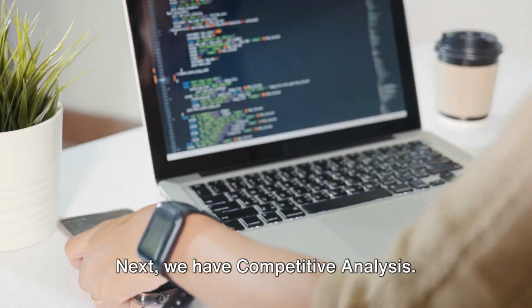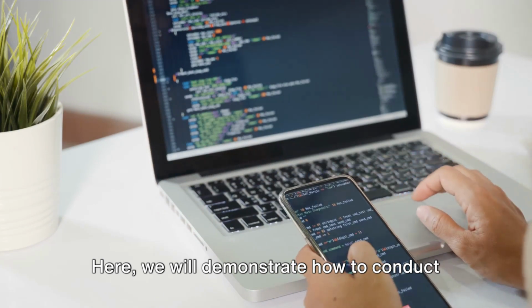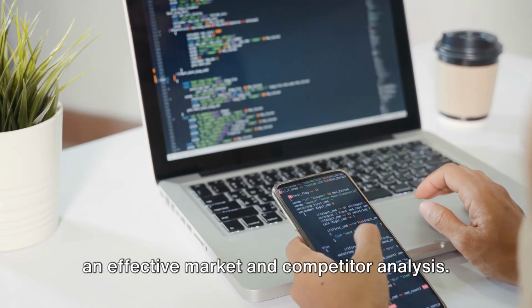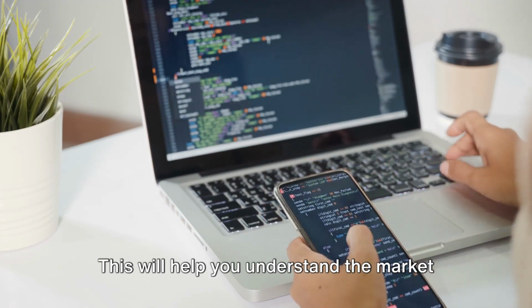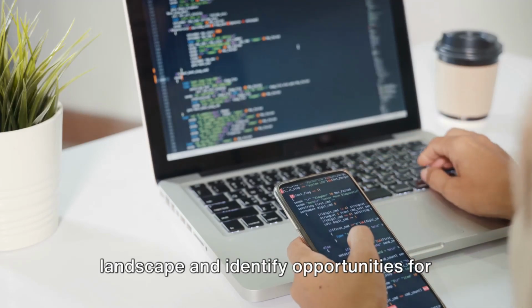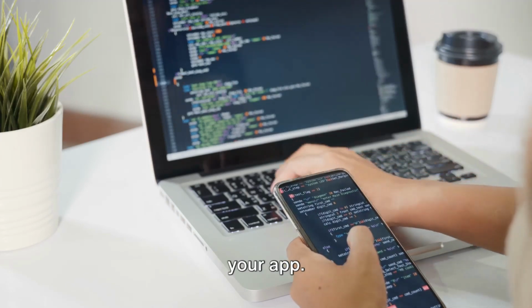Next, we have competitive analysis. Here, we will demonstrate how to conduct an effective market and competitor analysis. This will help you understand the market landscape and identify opportunities for your app.